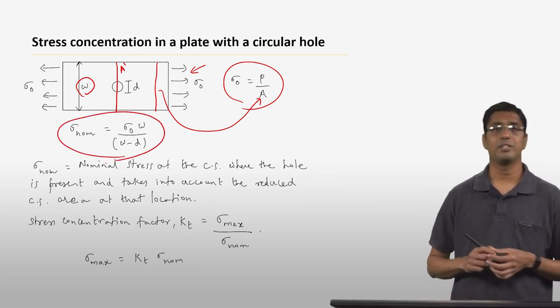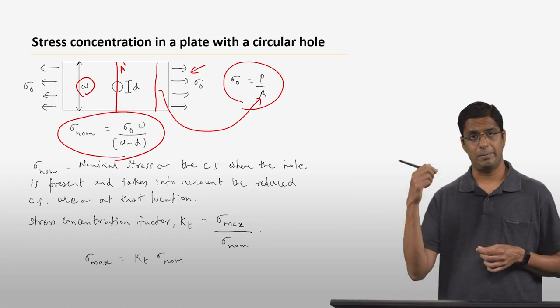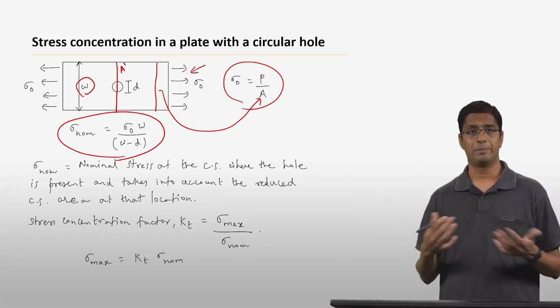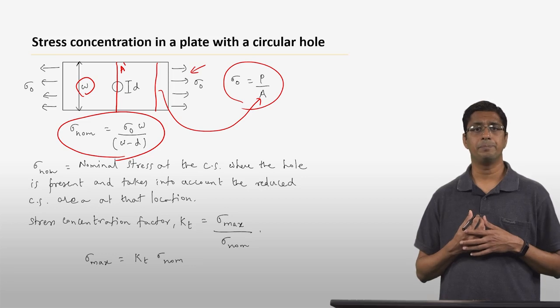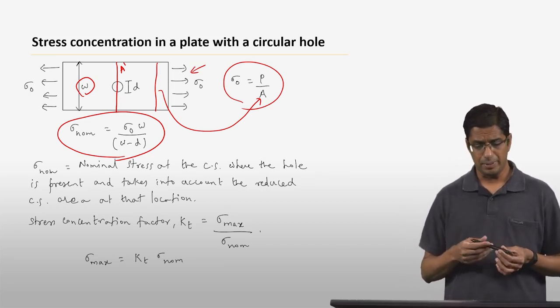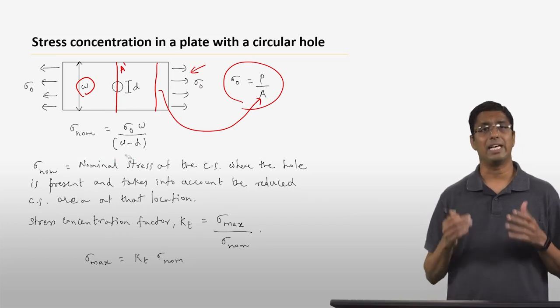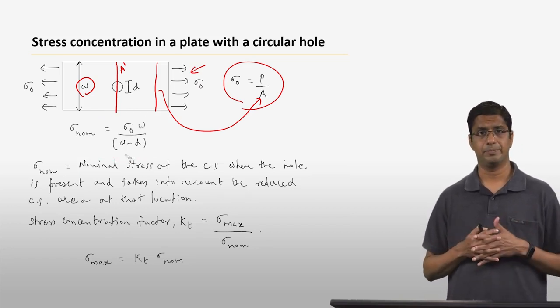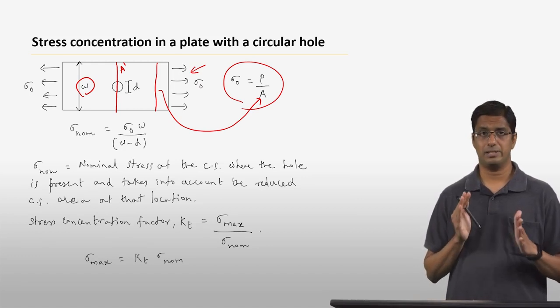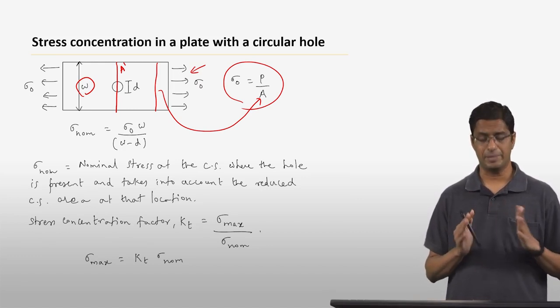Okay, and that is going to be nothing but sigma naught times W by W minus T. Essentially, it's inversely proportional to the area. This stress is called a nominal stress because in some sense it is the average stress in that cross section. But that is not the maximum stress the structure feels. That is something that you must keep in mind.